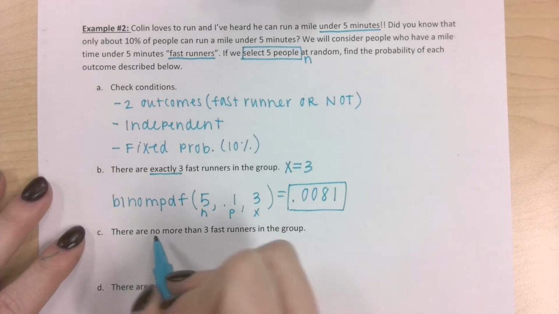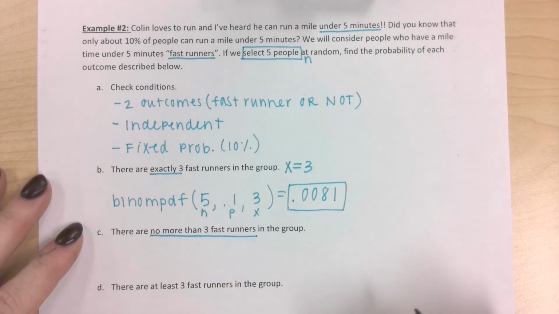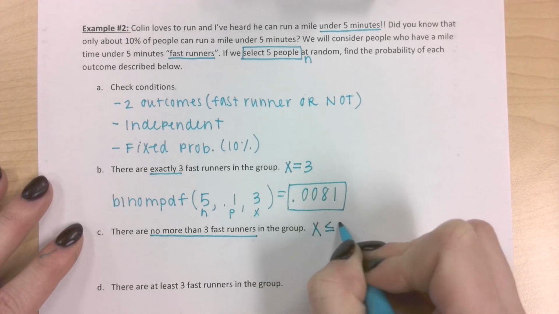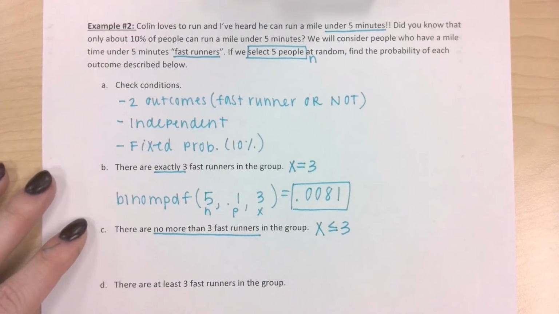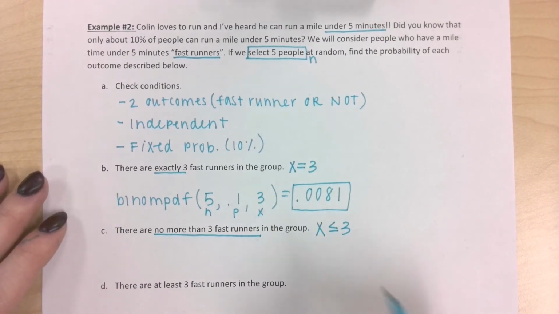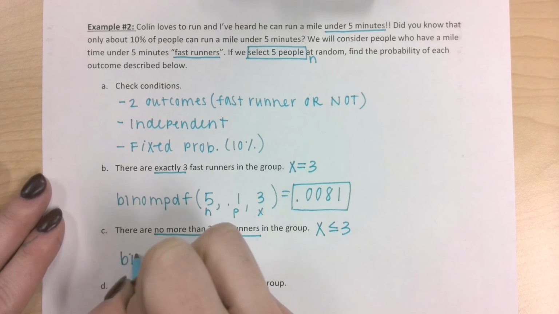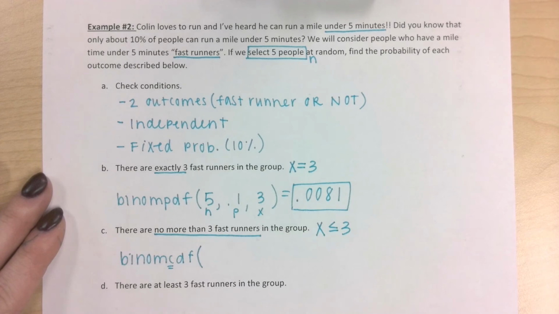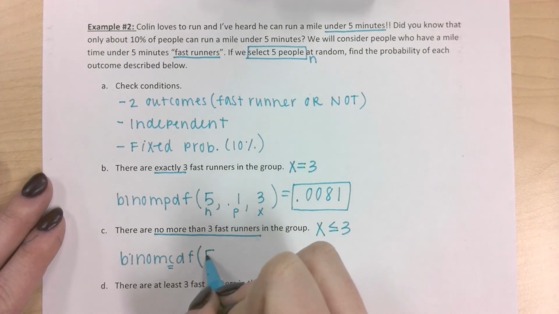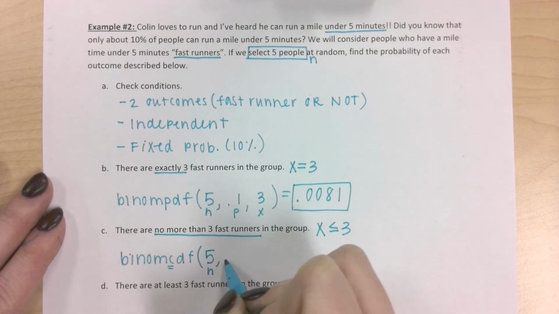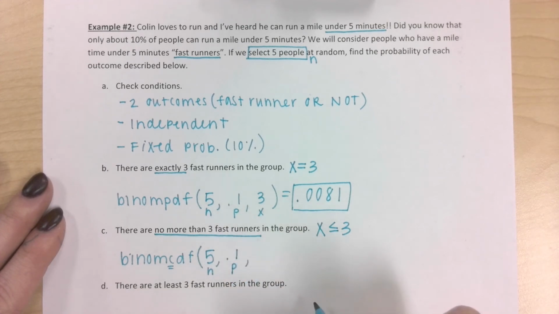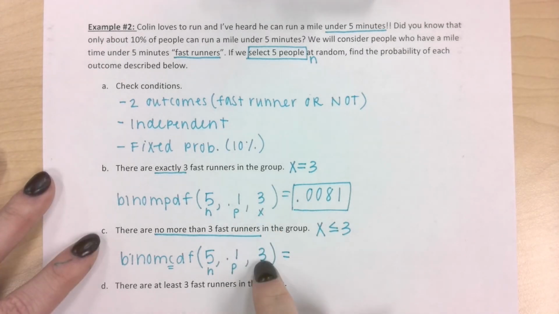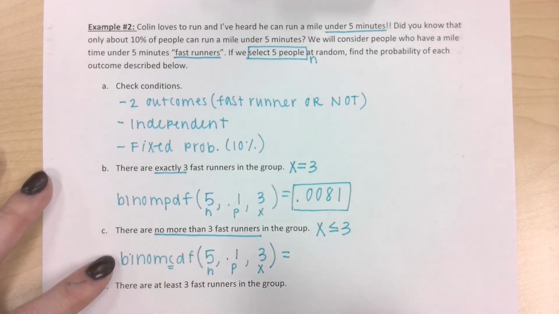Part C says find the chance there are no more than 3 fast runners in the group. So that means that x must be less than or equal to 3. I don't want more than 3 fast runners. So I'm now using an inequality, so I'm going to have a binomial CDF, CDF standing for cumulative. I'm still working with 5 people, so that's my n. My probability of success is still 0.1, and my x value is still 3. So the only difference here is that I'm using a PDF and CDF.